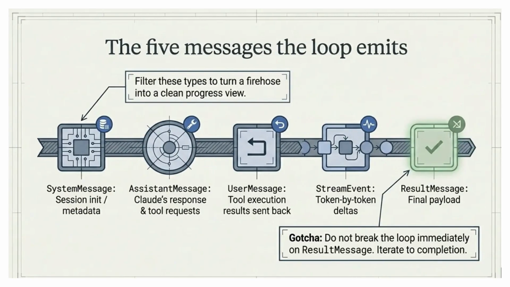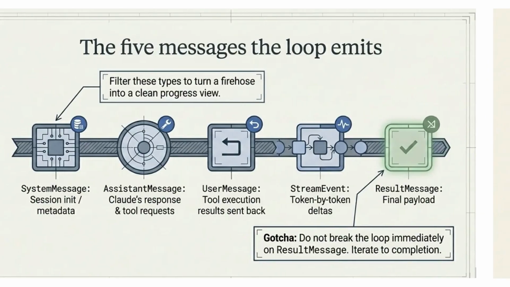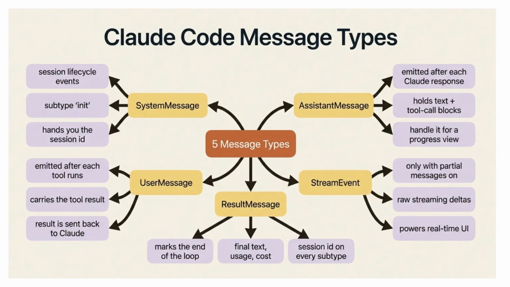The 5 messages the loop emits. As the loop runs, the SDK yields a stream of messages, and each one carries a type telling you which stage it came from. 5 core types cover the entire lifecycle in both SDKs. System message carries session lifecycle events. The first one, subtype init, hands you the session metadata, including the session ID you need later to resume a run. Assistant message is emitted after each Claude response, including the final text-only one, and holds the text and tool call blocks from that turn.